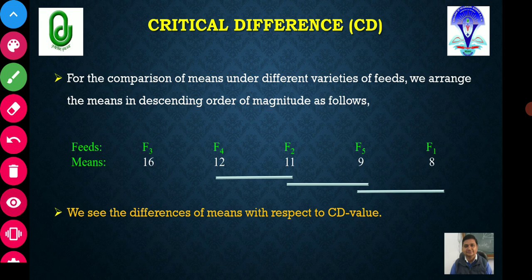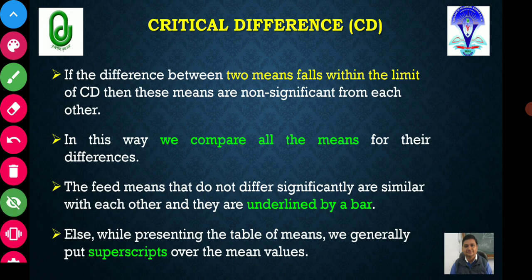Then the next one. It has been written in words: if the difference between two means falls within the limit of CD, then those means are non-significant. In this way, we compare all the means for their differences. The means that do not differ significantly are similar to each other, and they should be underlined by a bar. We have already done that. Else, while presenting the table of means, we generally put superscripts.